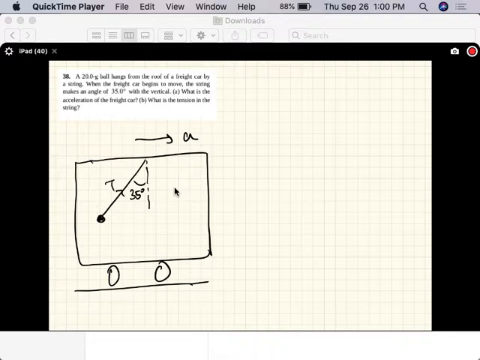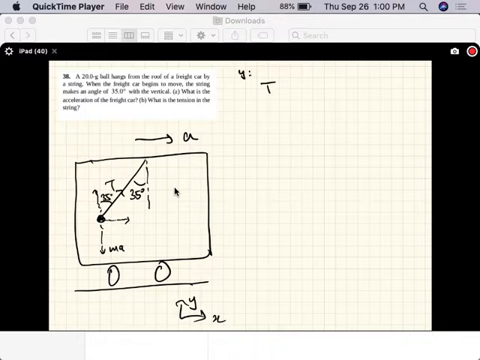So here's the tension in the string, and here's what the tension is having to do. The tension is having to balance the weight. So this component of the tension is balancing the weight, and this component of the tension is giving you the acceleration that you want. Okay, so here are the x and y components. This is 35 degrees. T.